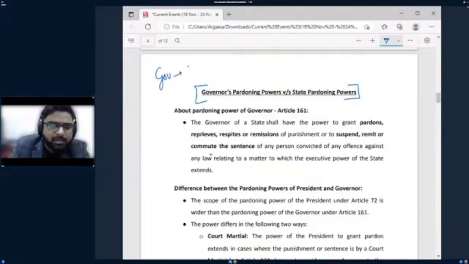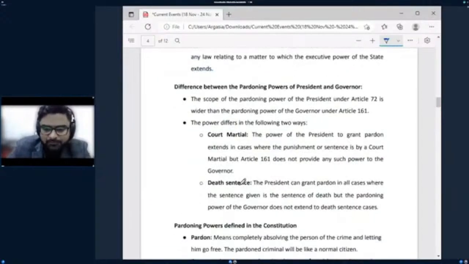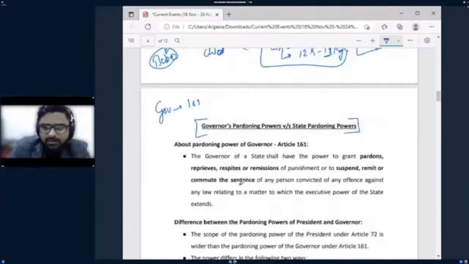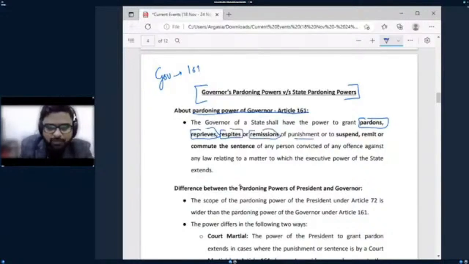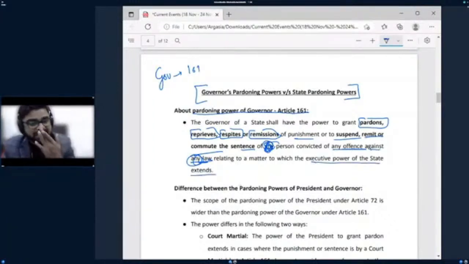The governor has the pardoning power under Article 161. The governor of the state shall have the power to grant pardons, reprieves, respites or remissions of punishment, or to suspend, remit or commute the sentence of any person convicted of any offense against any law to which the executive power of the state extends. Basically, under Article 161, the governor can pardon, meaning free a criminal.